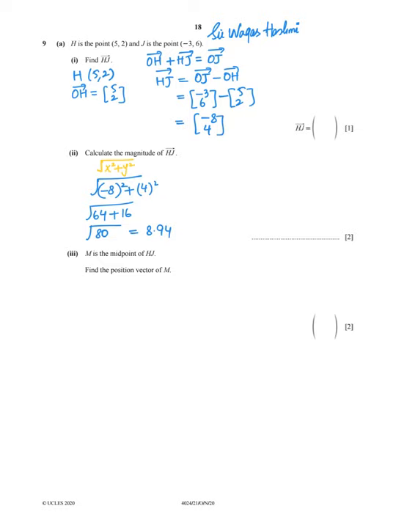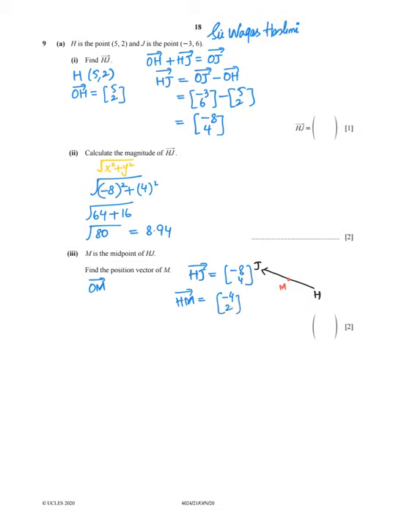After that, it says M is the midpoint of HJ. Find the position vector of OM. That means we need to find OM. Alright. So the HJ vector we found in the first part is equal to minus 8 and 4. If I draw the vector roughly, it will be like this, minus 8 and 4, right? It's H and J. M is the midpoint, so let's suppose that this point is M, and if HJ is minus 8 and 4, then HM will be half of it, so minus 8 divided by 2, that is minus 4, and 4 divided by 2, it will be 2.